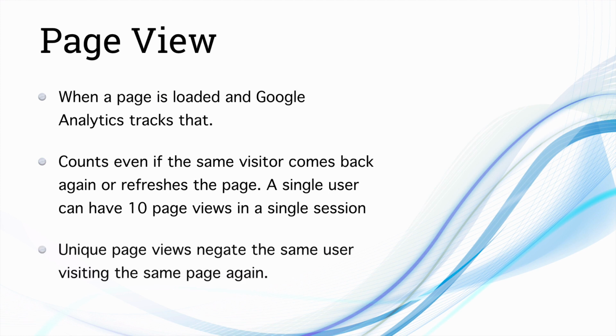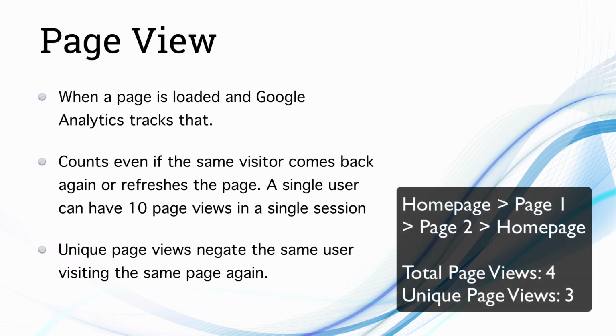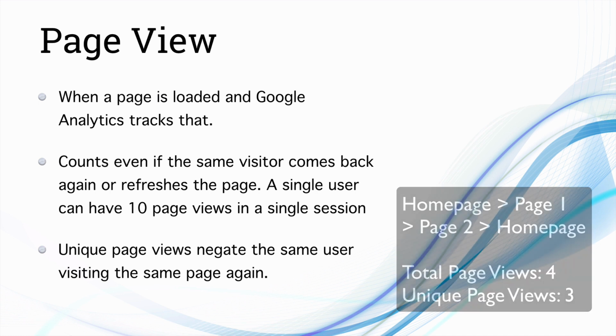Then there is a term called unique page views, which negates the same user visiting the same page again. Let's say a visitor visits your home page and then he visits 2 other pages and then he comes back to the home page. The total number of page views will be counted as 4 and the unique page views will be counted as 3 because it is the same user.